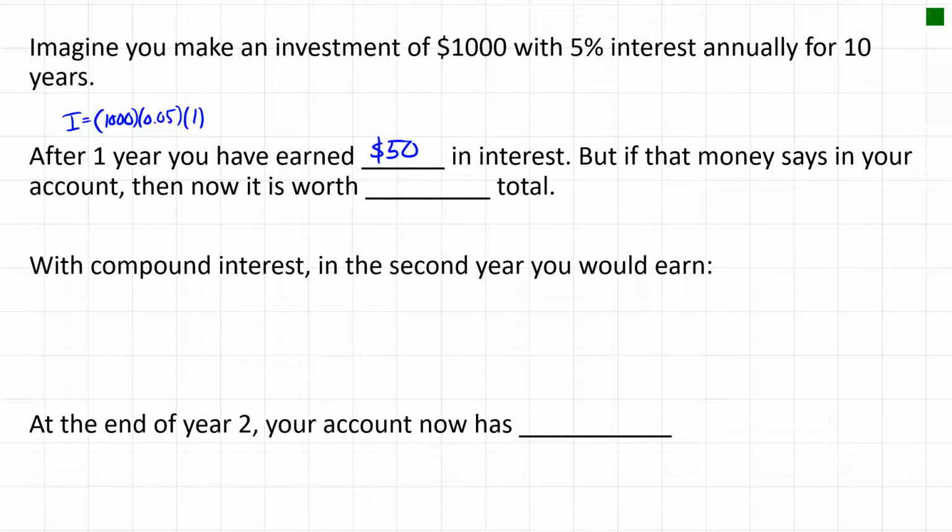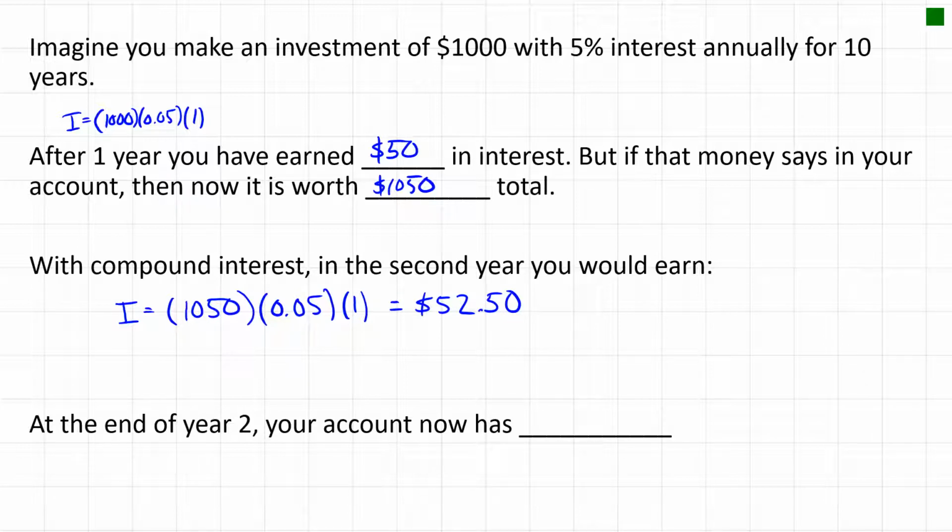But after 1 year, you could theoretically, if you had accessed that money, reinvest it. If that money stays in your account, then really what you now have is $1,050 in total. So with compound interest, in the second year, you would earn, based on this new principal, $1,050 times 0.05 times 1, which would actually be equal to $52.50.